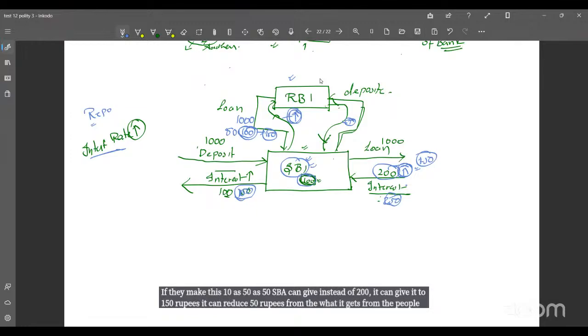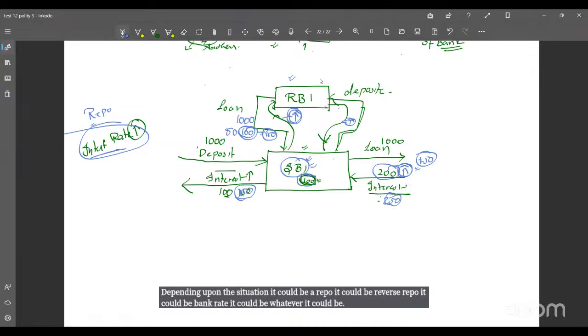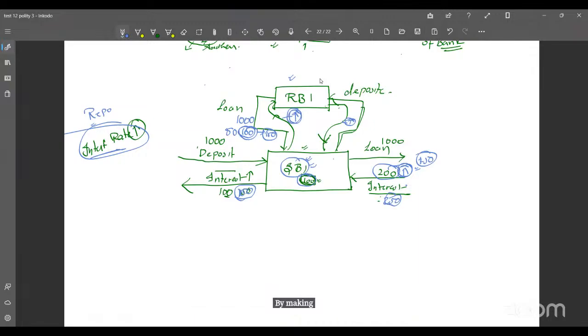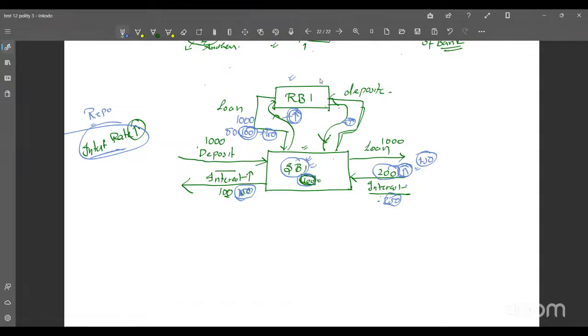So by increasing and reducing the interest rate, various interest rates, depending upon the situation, it could be repo, it could be reverse repo, it could be bank rate, it could be whatever it could be. By making changes in the interest rate, what the RBI does is controls the bank. So it controls the bank, and the bank increases or decreases the interest rate at which it provides loans.